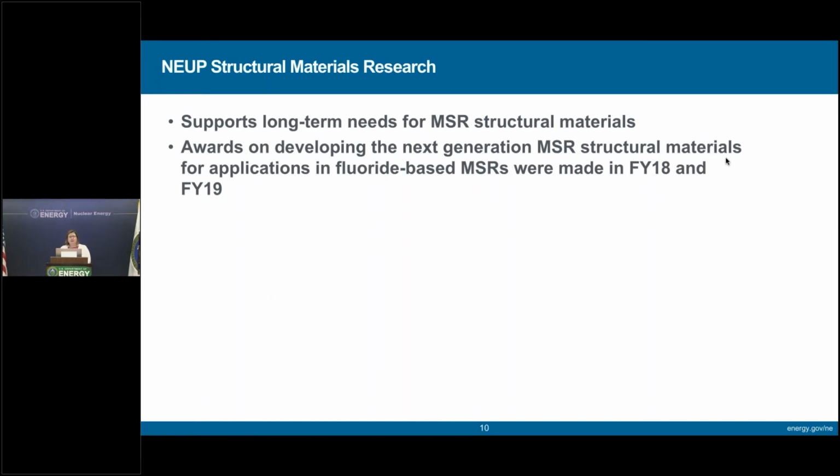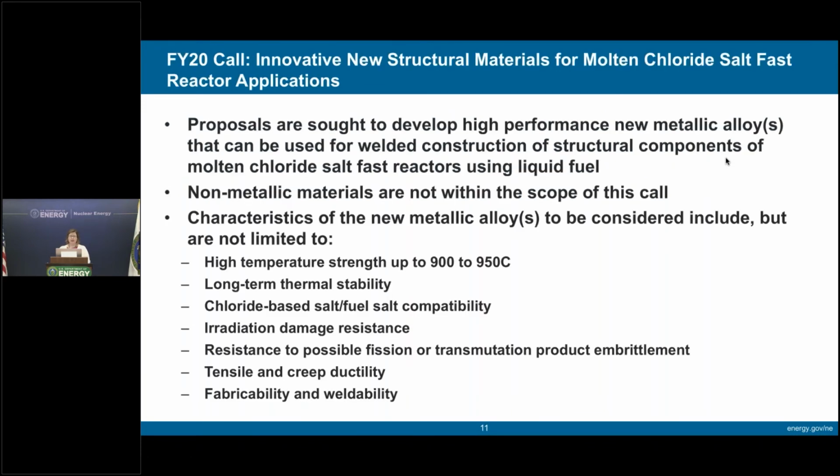So with the NEUP program, we are looking at long-term needs for MSR structural materials. The last 2 years, we funded awards focusing on materials for fluoride-based MSRs, both new materials and cladded materials. And so this year, we're going to look at it from another angle and look at materials for molten chloride salt fast reactor applications. And so we are looking for proposals to develop high performance new metallic alloys that could be used for welded construction of structural components for molten chloride salt fast reactors using a liquid fuel.